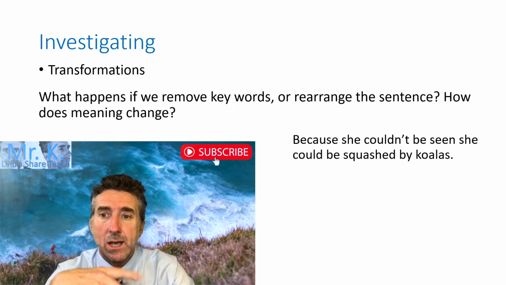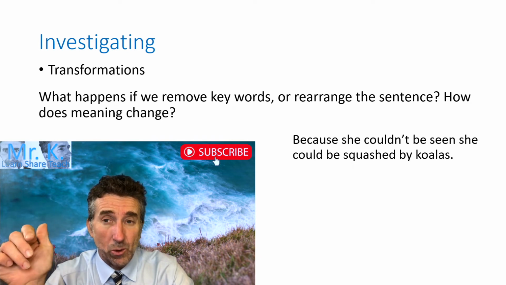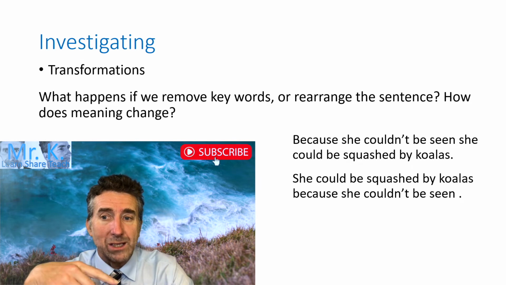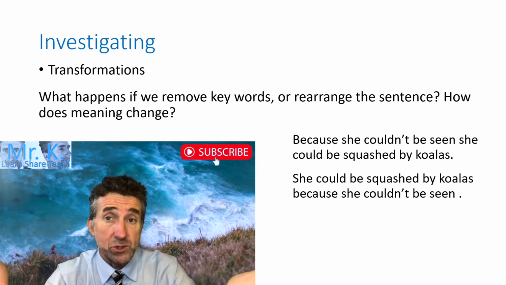The first one says, "Because she couldn't be seen, she could be squashed by koalas." So that's the original text, but let's now change the order of things a little bit. "She could be squashed by koalas because she couldn't be seen." So you can see here I've just swapped around the cause and effect, and that helps students identify that they can do that as well.